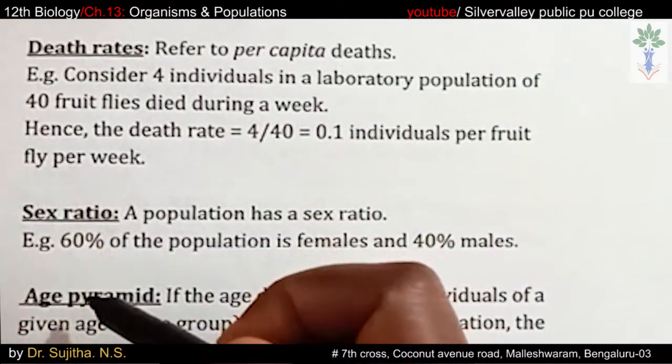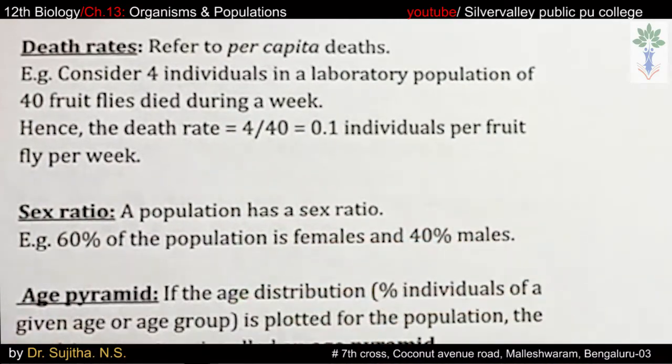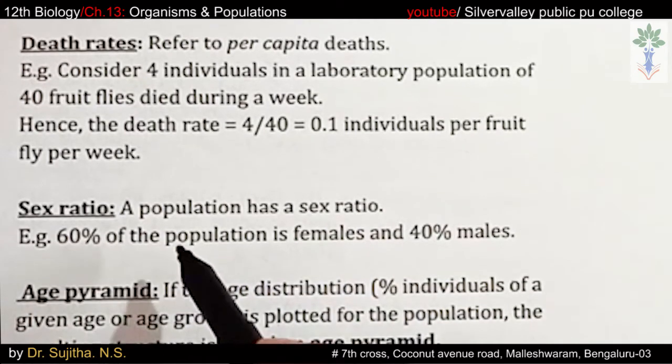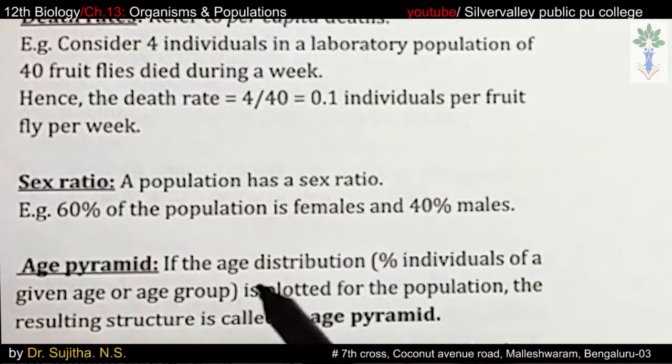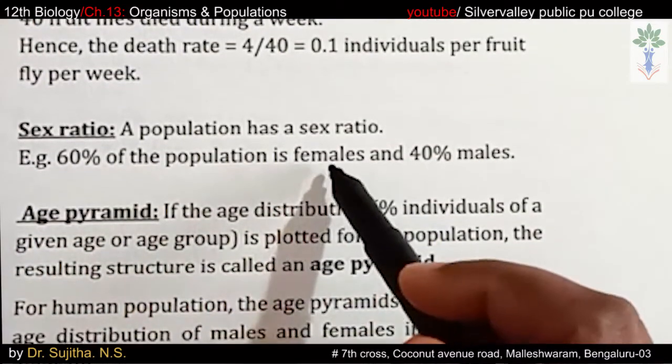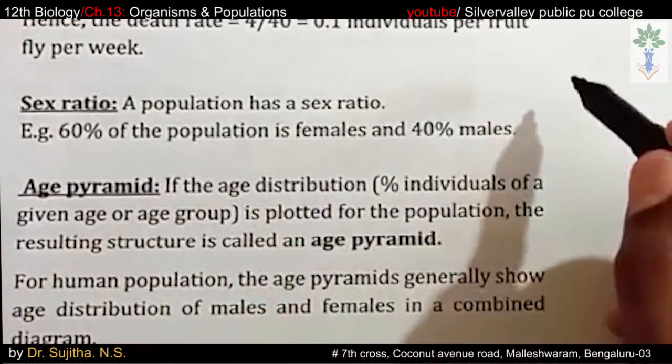The third attribute of the population is the sex ratio. Every population has a sex ratio. For example, 60% of the population is female and 40% is male.